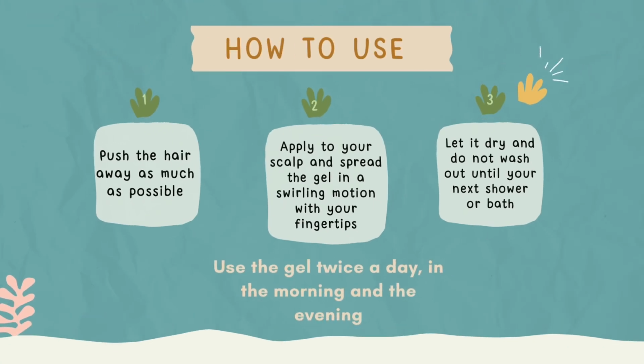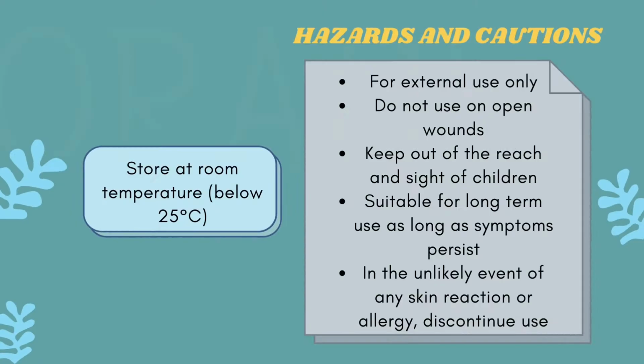How to use this gel? First, push the hair away as much as possible. Second, apply to your scalp and spread the gel in a swirling motion with your fingertips. And third, let it dry and do not wash out until your next shower or bath. You can use the gel twice a day, in the morning and the evening. For the storage, store this gel at room temperature below 25 degrees Celsius.